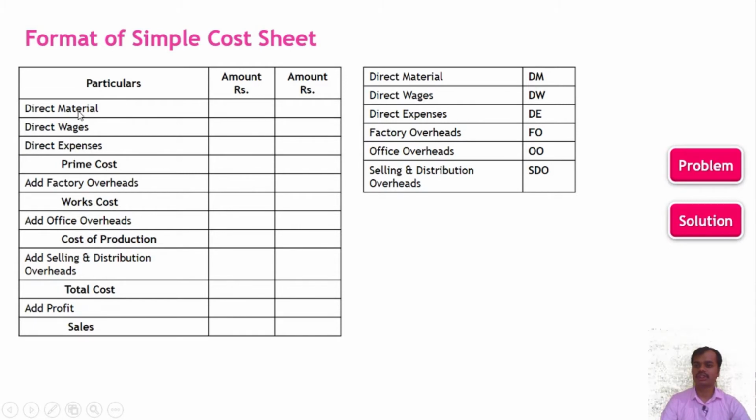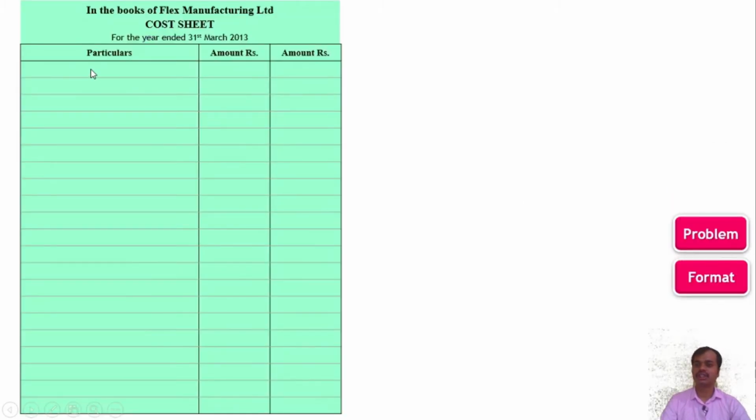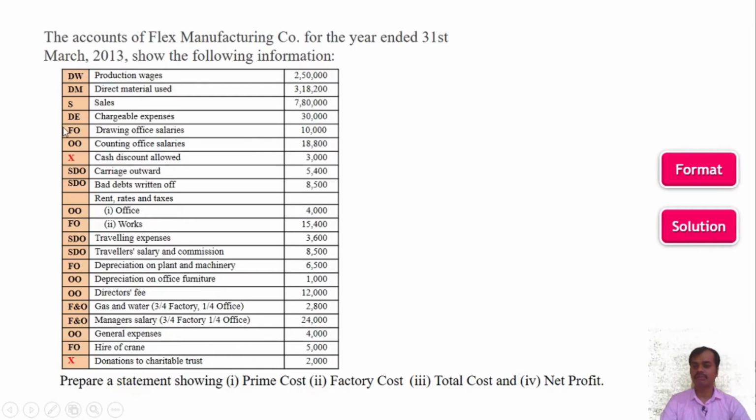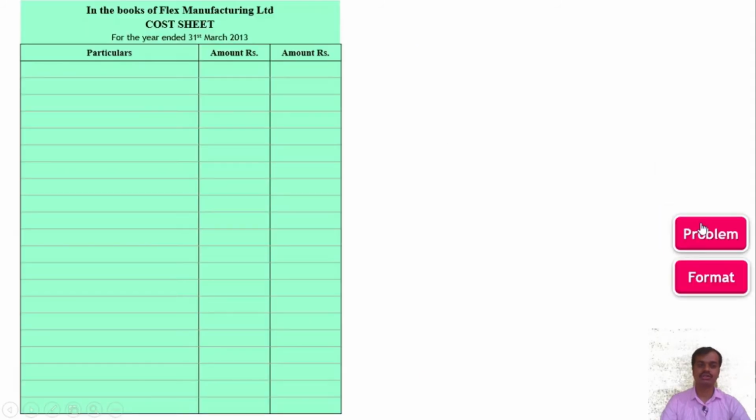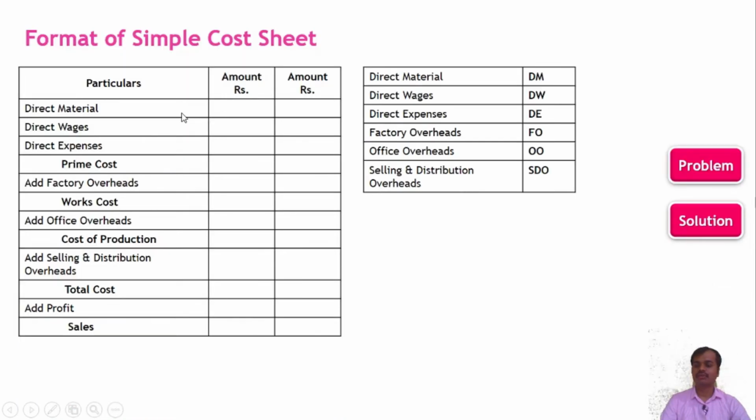Before starting the solution, we must know the format of cost sheet. As per the format of cost sheet, first is direct material. In our solution, we have to write first direct material items. From the problem, we have to find out all the direct material related expenses or cost. If you observe this, there is only one item related with direct material, that is direct material used. So in this solution we will take direct material used, the amount is 3,18,200.